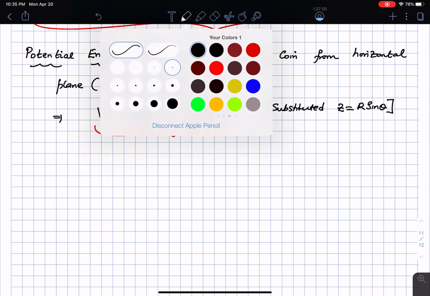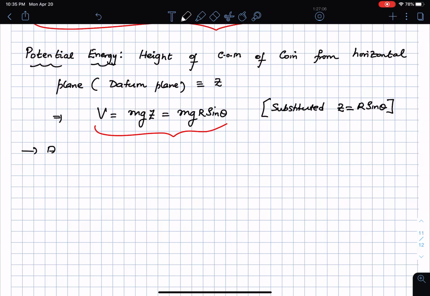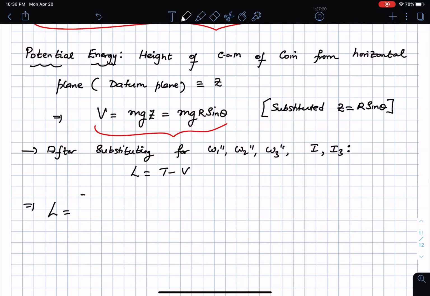Okay, so after substituting for omega 1 double prime, omega 2 double prime, omega 3 double prime, I, and then I3, the Lagrangian L is equal to T minus V, which will give me a pretty big character. So this is going to be half m x dot square, half m y dot square. Then I'm going to have half m r square theta dot square cos square theta.